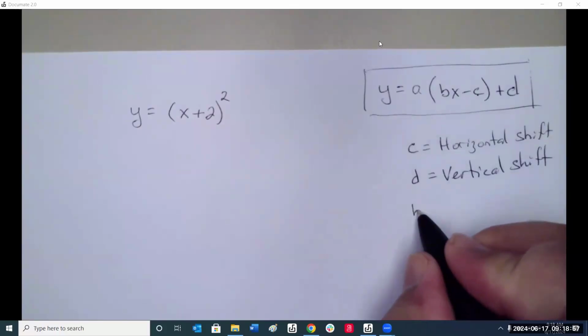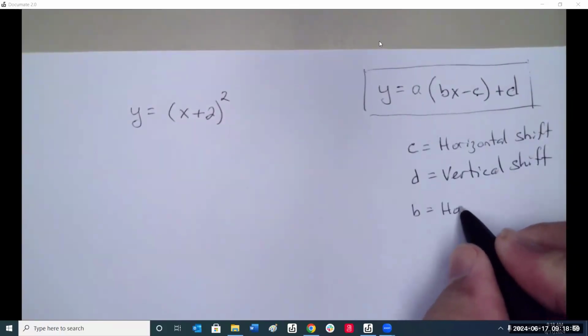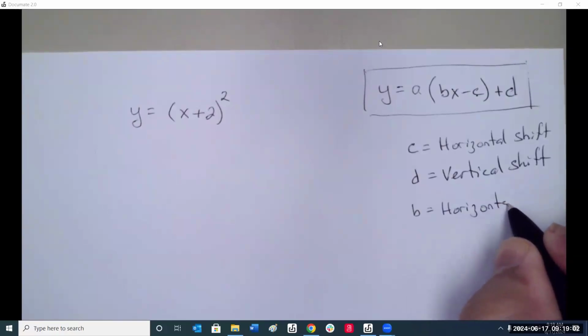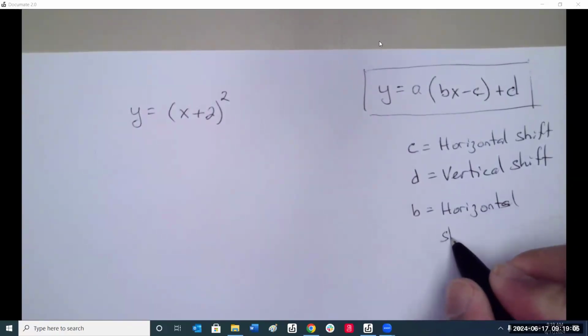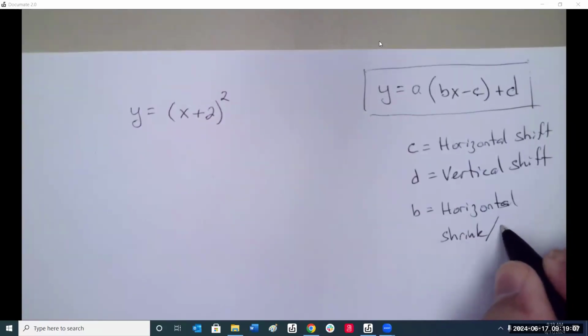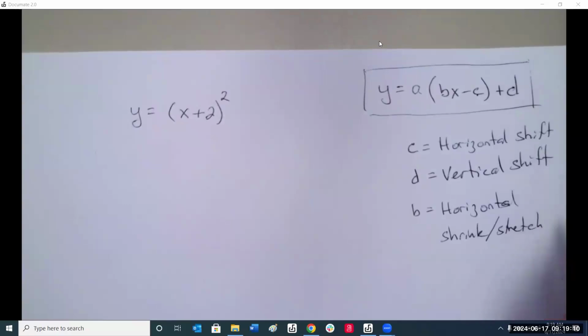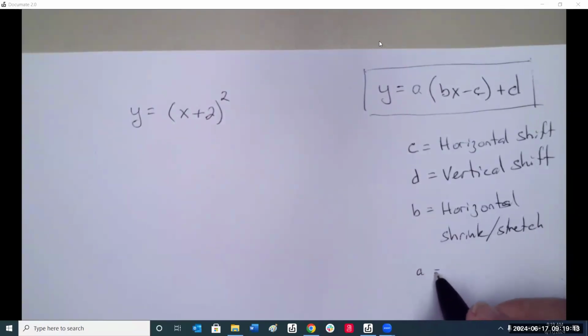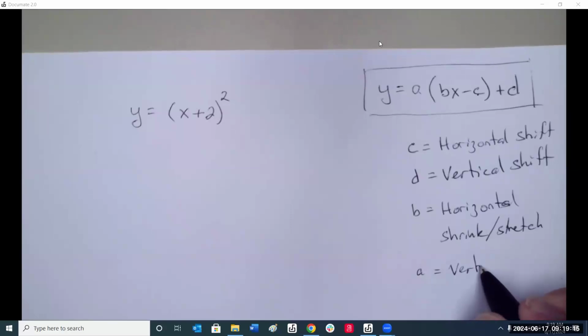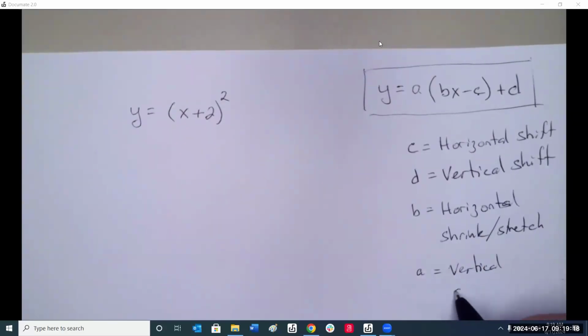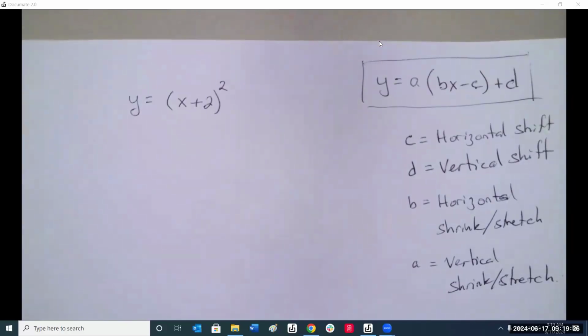So B is the horizontal shrink or stretch. And A is the vertical shrink or stretch. If it happens inside the function, it's horizontal. If it happens outside the function, it's vertical.